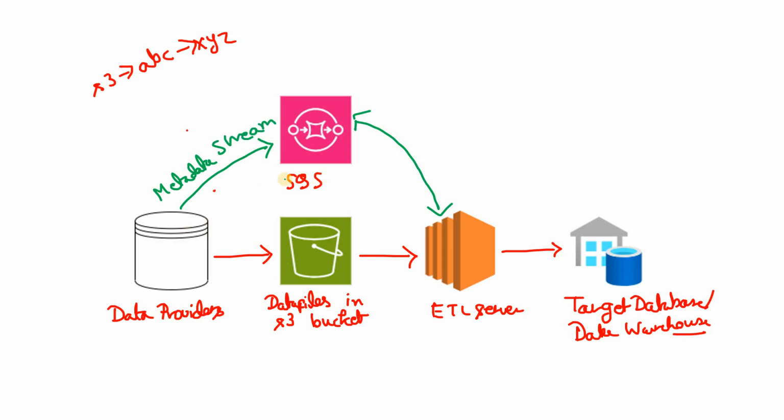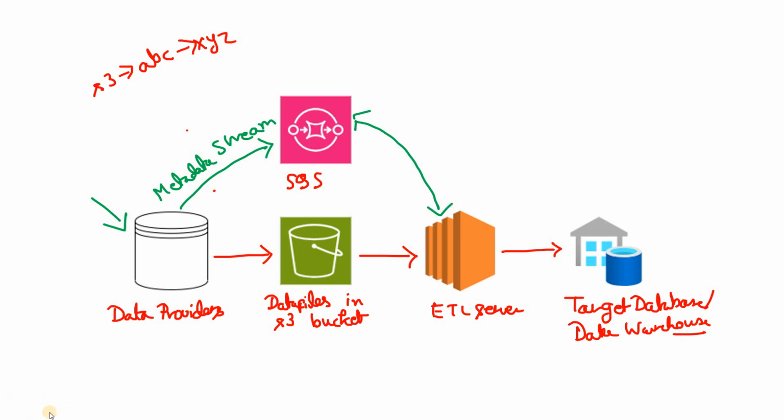Okay, so metadata information they can write in SQS queue. And what this ETL server will do, it will iterate through all the messages present in the SQS queue. That way it will have the information that these are the messages which are not processed yet, and it will process those again.